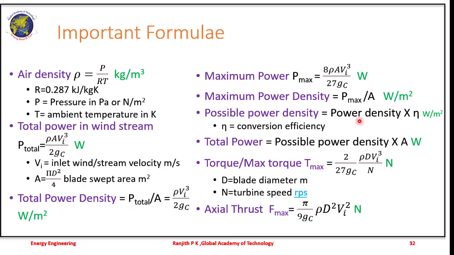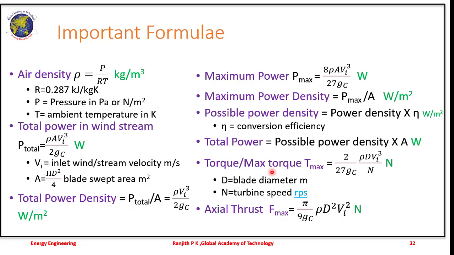power density into the efficiency, and this power density has to be from this P total, and at any cost it should not be taken from maximum power density. This has to be noted. And the total power is possible power density into area, expressed in terms of watts.